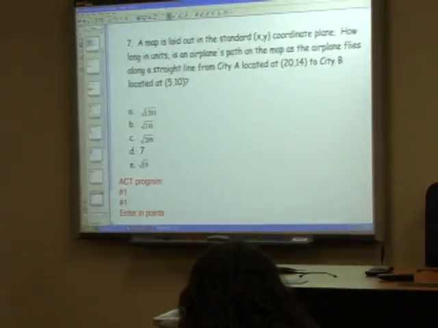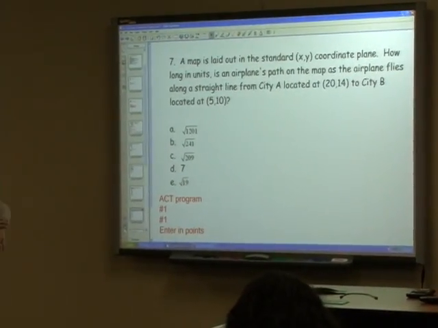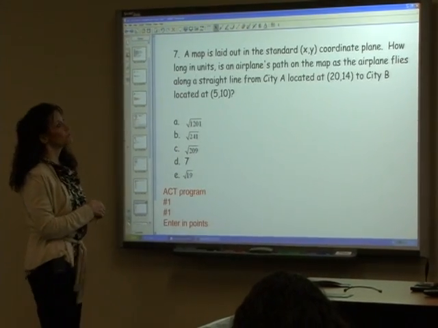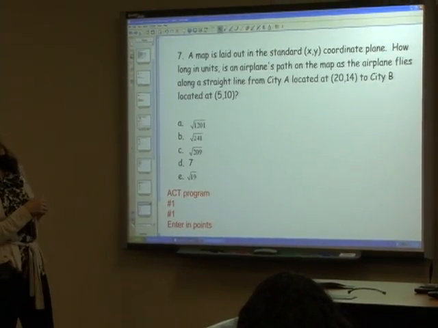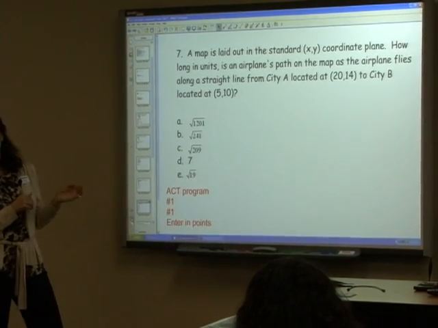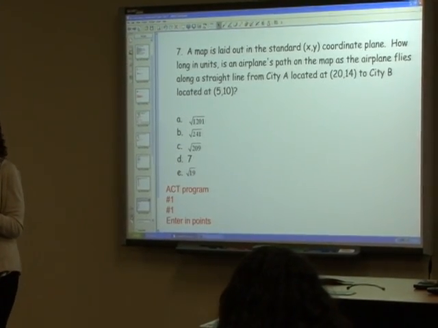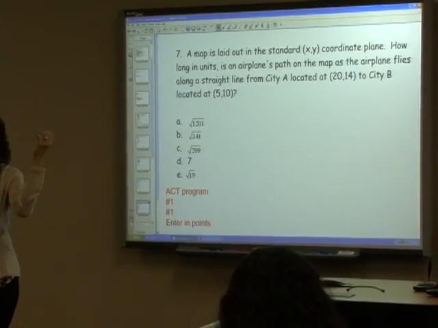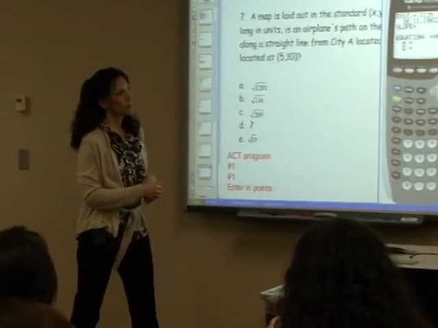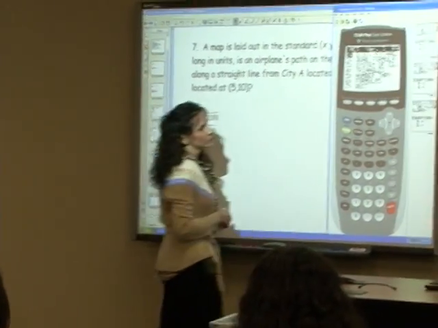Okay, a map is laid out in the standard coordinate plane. How long in units is an airplane's path on the map as the airplane flies along a straight line from city A, and it gives you the point, to city B, and it gives you the point. So what am I actually looking for? I'm looking for the distance between those 2 points. So it's the exact same thing. Enter to get back to my main menu.